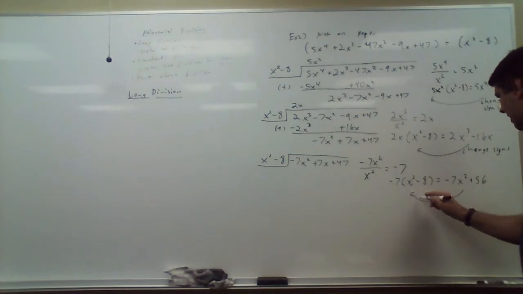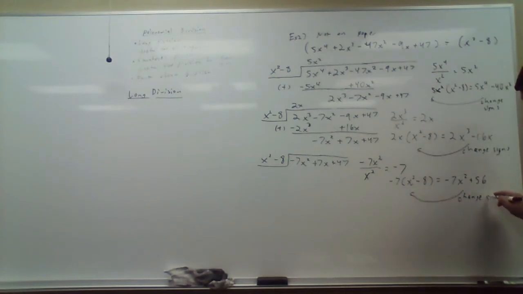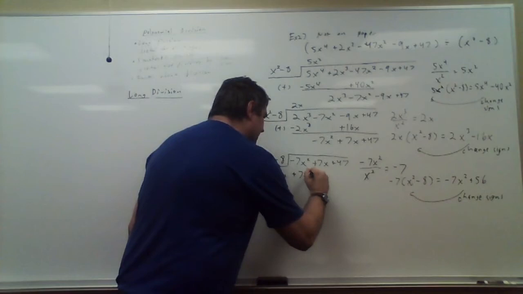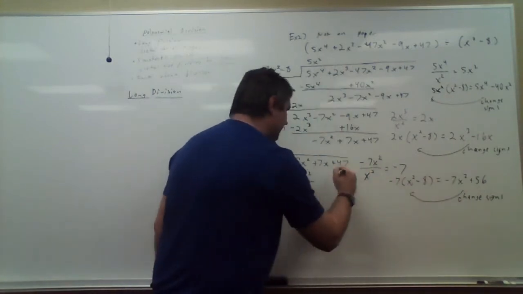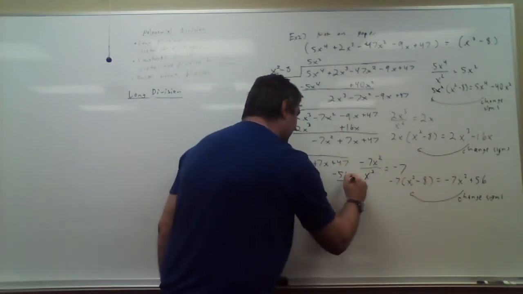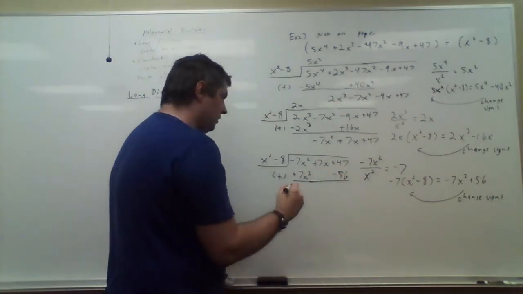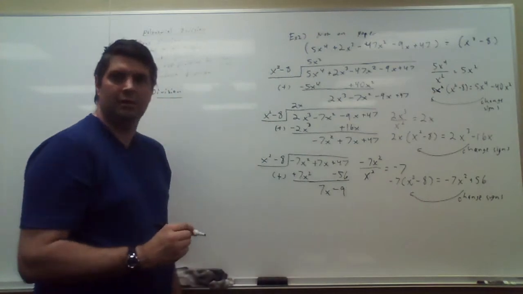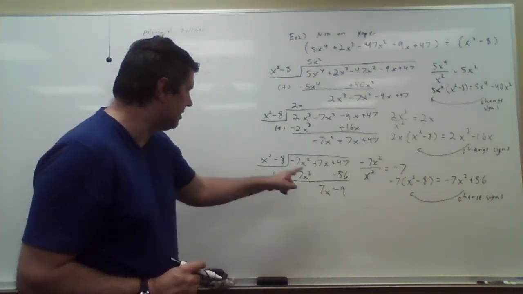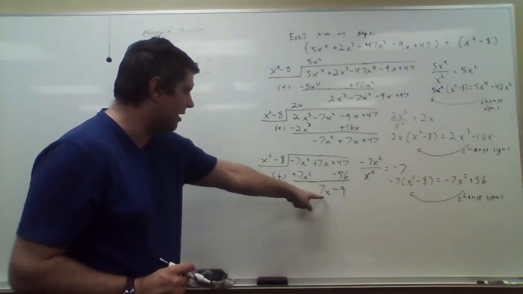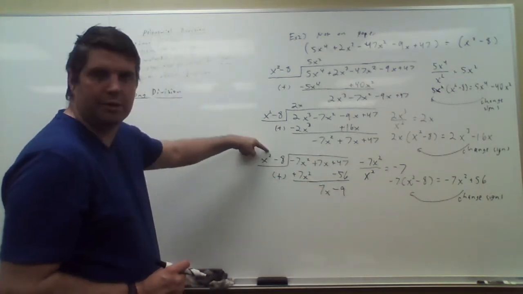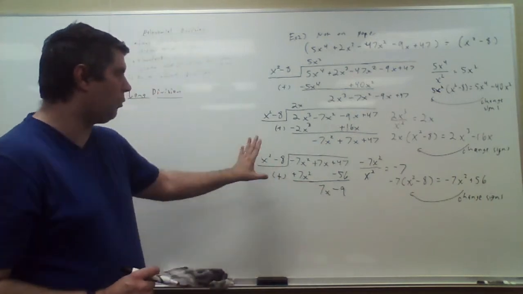And then we're going to change the signs. Okay? So we will be adding a positive 7x squared and a negative 56. That cancels. This leaves me 7x minus 9. Because the degree here is less than the degree here, we're done. That's the remainder. The power of x here is 1. The power of x here is squared. So the power here is less than the power here, we're done.